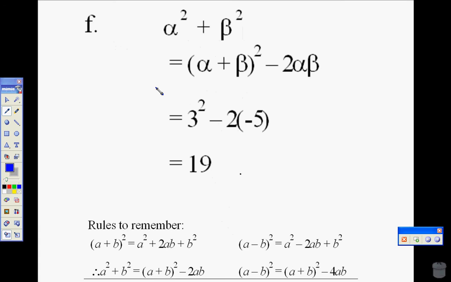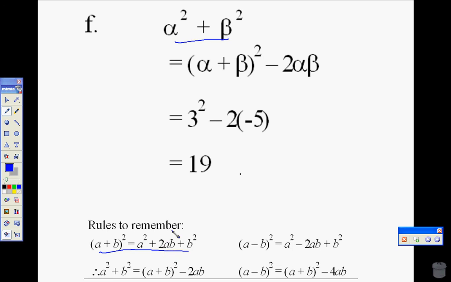This is one of the harder ones, because we have to manipulate alpha squared plus beta squared. But if you have a look down here at this manipulation, if you remember our expansion of a plus b all squared would equal a squared plus 2ab plus b squared. But then if we subtract 2ab off on either side, that leaves us with a squared plus b squared is equal to a plus b all squared minus 2ab. This part just got subtracted.